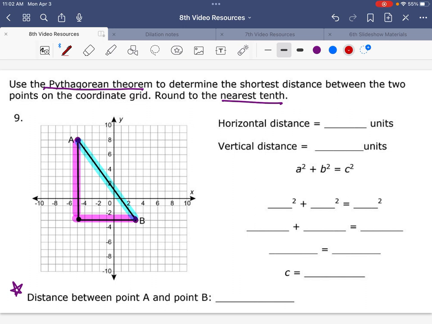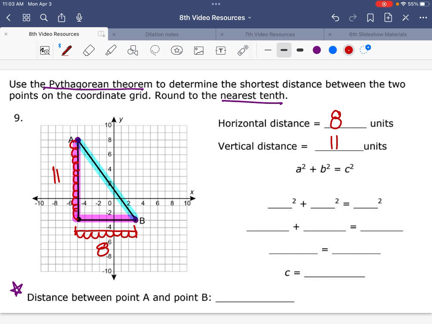When they're asking me for the horizontal distance, I'm going to look left to right. And so I see this is my horizontal distance. I can count on the coordinate plane, and I see that that is 1, 2, 3, 4, 5, 6, 7, and 8. So the horizontal distance is 8 units. My vertical distance, which is going to go from A down, so the up and down distance, is 1, 2, 3, 4, 5, 6, 7, 8, 9, 10, 11. So my vertical distance is 11 units.